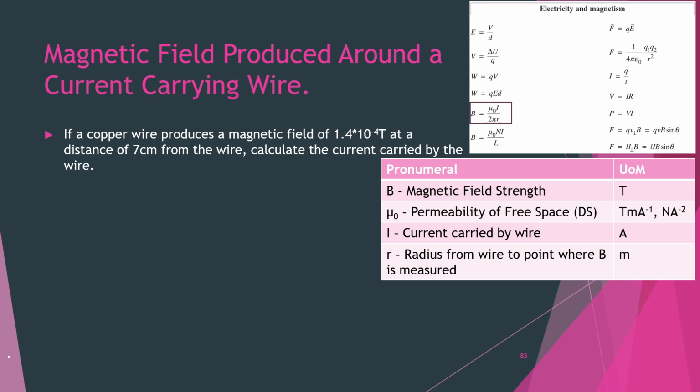Let's just do a quick practice question to consolidate this concept. So if we have a copper wire which produces a magnetic field of 1.4 times 10 to the negative 4 Tesla at a distance of 7 centimeters from the wire, we're being asked to calculate the current carried by the wire. So I'm just going to draw a quick diagram first to give a visual of what this question is describing.